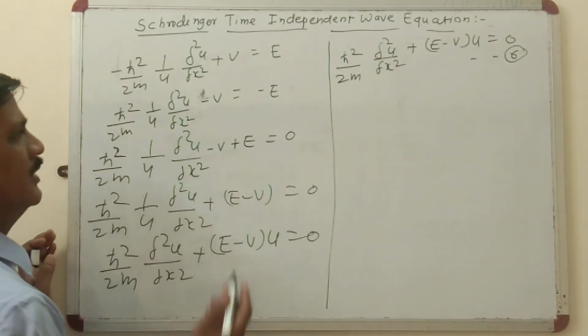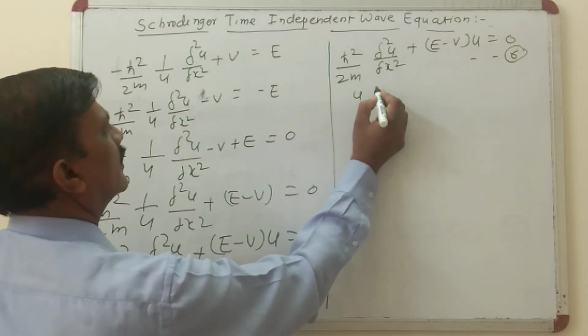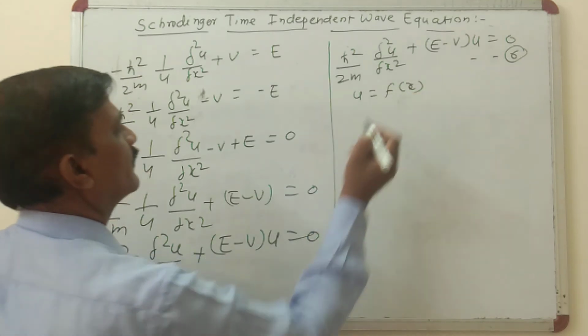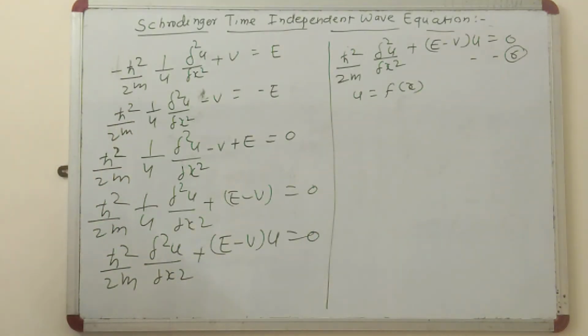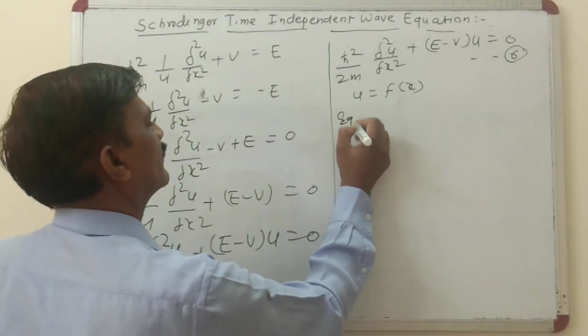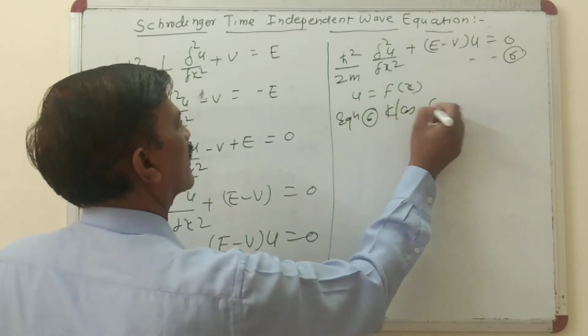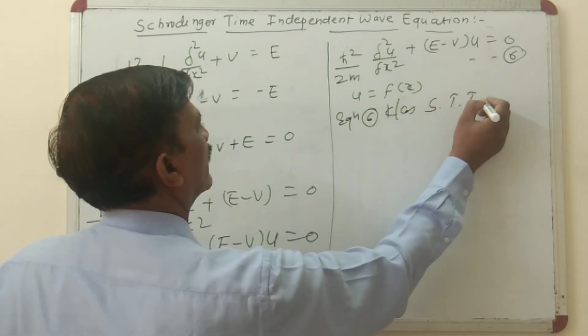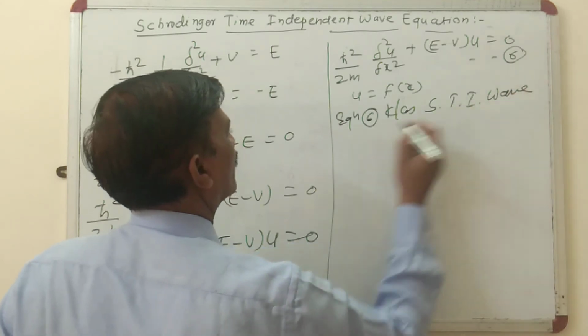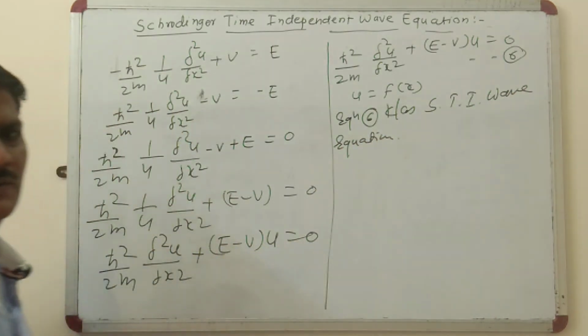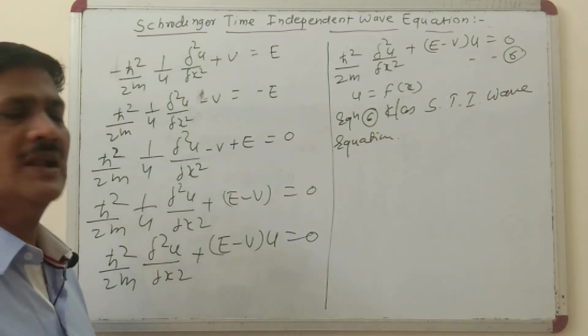Here observe, u is a function of x. That means equation 6 is called the Schrodinger time independent wave equation. We keep in mind this is for one dimension.